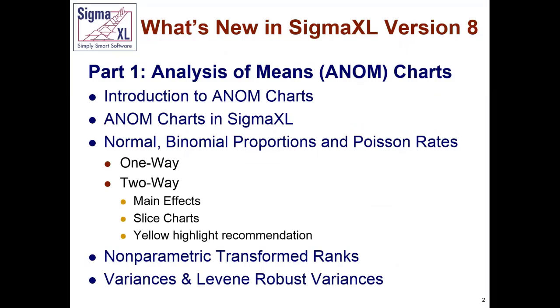So our agenda for today, I mentioned to you this is the first of a 3-part series. So today we're going to introduce the ANOM charts, analysis of means charts, and then specifically the ANOM charts in SigmaXL. We'll look at normal, binomial proportions, and Poisson rates, both one-way and two-way. And within the two-way, we have main effects charts, slice charts, and then a yellow highlight recommending which of these two to interpret or to utilize. Also, non-parametric transformed ranks and variances in Levene robust variances.